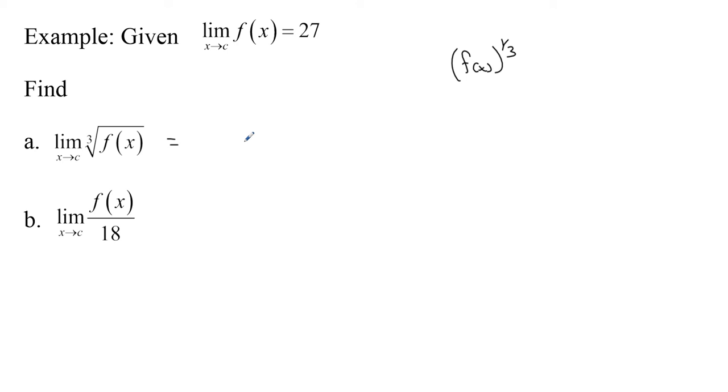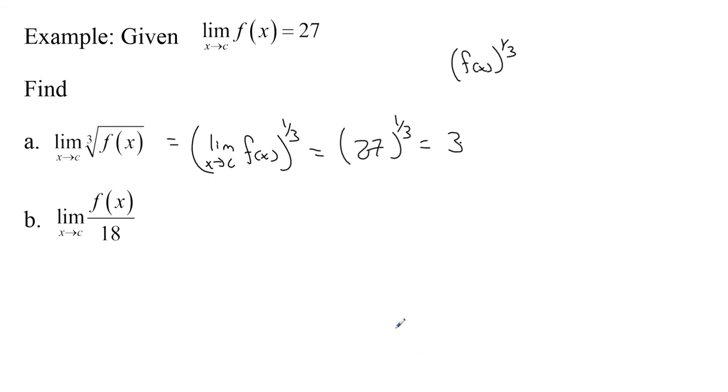So I could rewrite this as the limit as x goes to c of f of x all to the 1/3 power. You don't have to do all of these steps, but I'm just trying to show it. Now we know what the limit as x goes to c of f of x is. It's 27. So we can just replace that with 27 to the 1/3 power. And 3 times itself 3 times is 27. So the solution to this limit is 3.